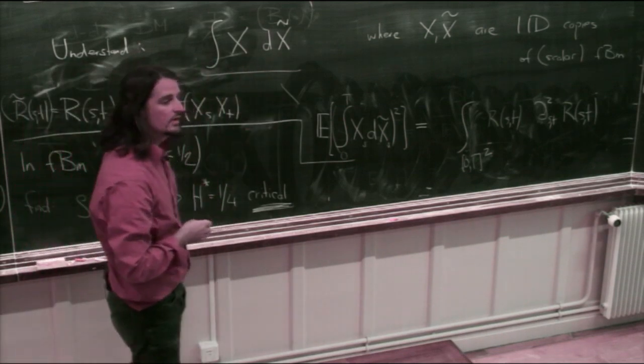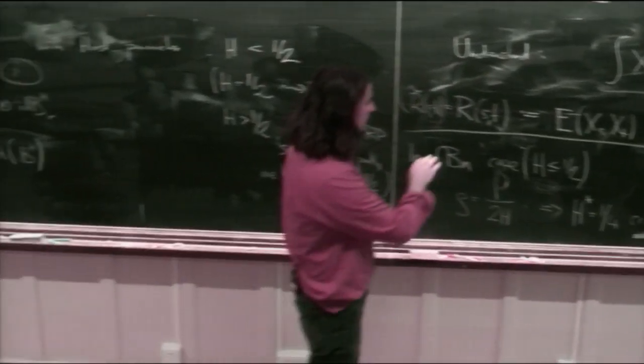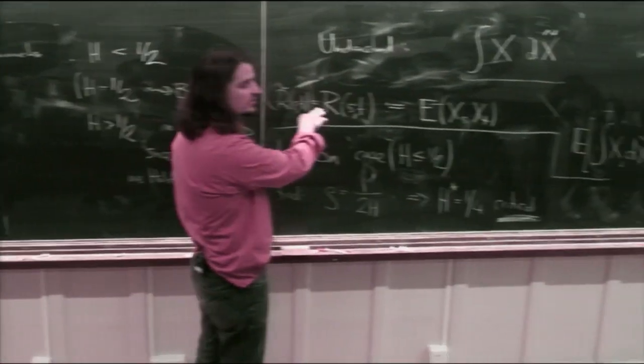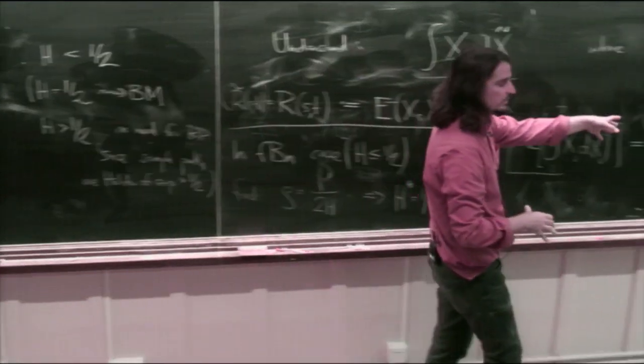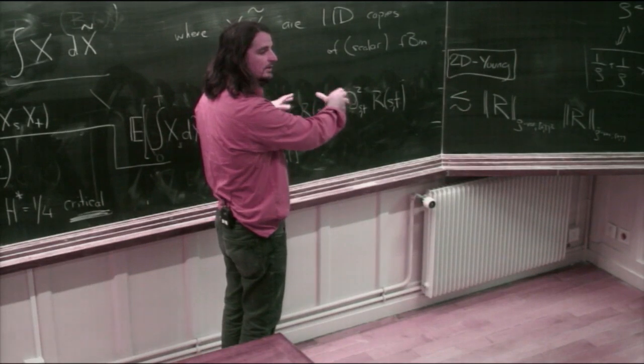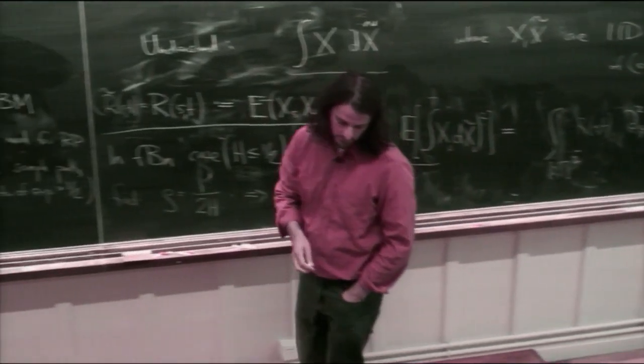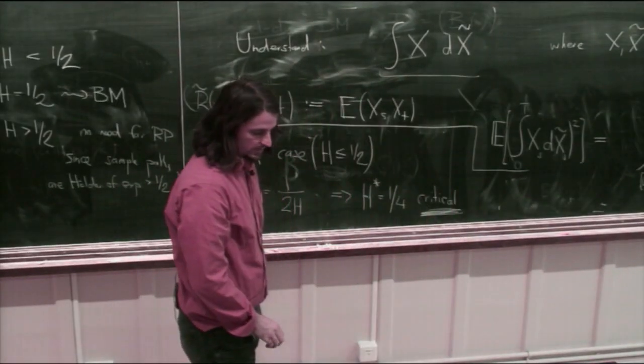So you get sharp results, which is quite remarkable because a covariance function is not just any function of two variables. It's a very rigid object. And what you used here is a very general estimate on functions of two parameters. But it gives you sharp results indeed.